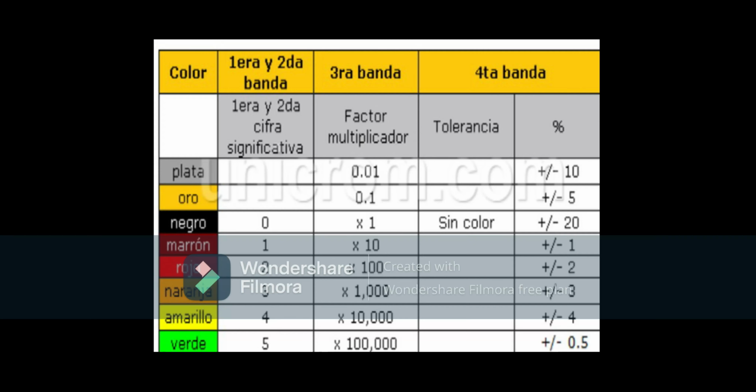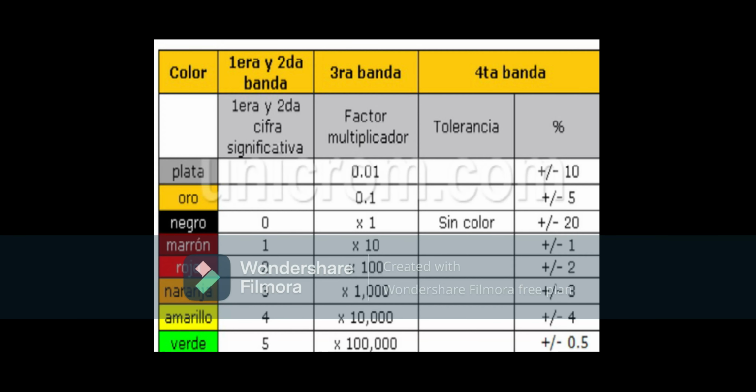The first two bands indicate the first digits of the resistor value. The third band indicates how many zeros must be added to the previous value to obtain the final value of the resistor. The fourth band tells us the tolerance, and if there is a fifth band, it indicates reliability.